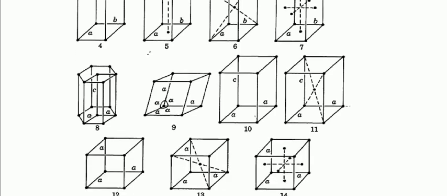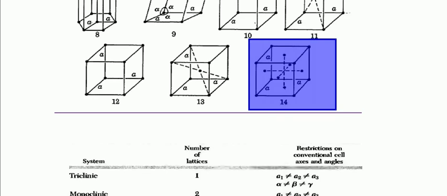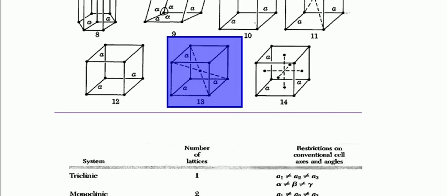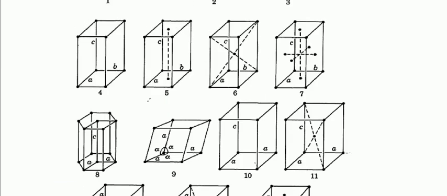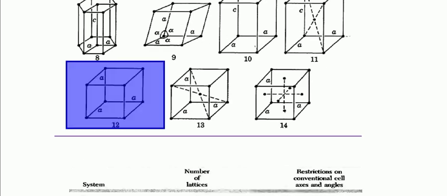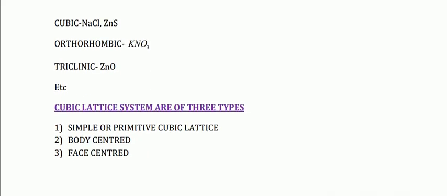Okay, so these are all the 14 different lattices, and if you repeat this lattice, you will get one type of crystal form, and if you repeat this lattice, you will get another type of crystal form. Agreed? So there are 14 different lattices, and in the next part, we will concentrate on the cubic lattice. So let me give you an example of a cubic lattice.